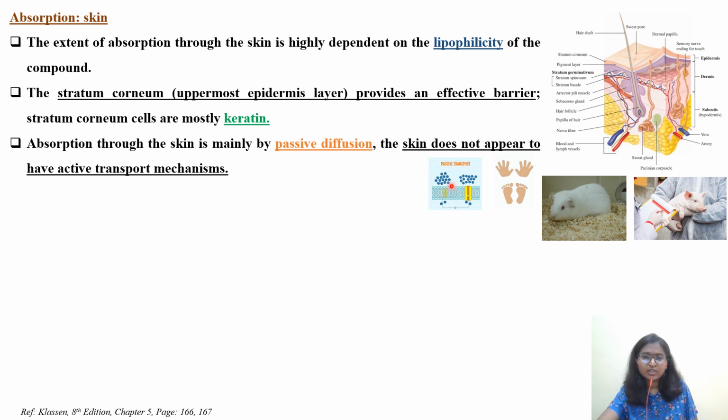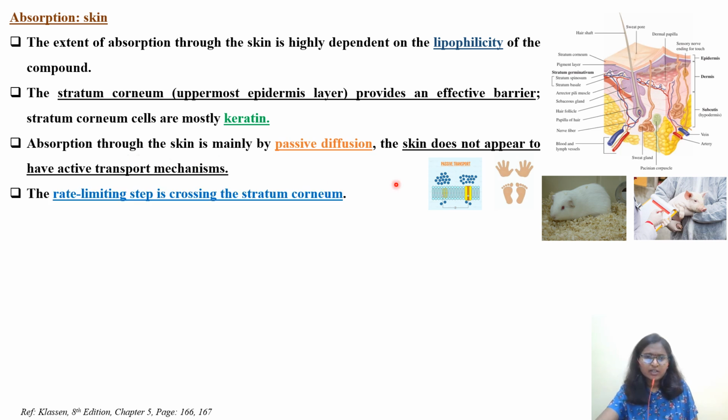The movement of the chemicals or ions takes place from high concentration to low concentration. Similarly, absorption through skin is mainly by passive diffusion. The skin does not appear to have active transport mechanisms. As I said, there is no ATP-mediated or active transport-mediated mechanism available in the skin.